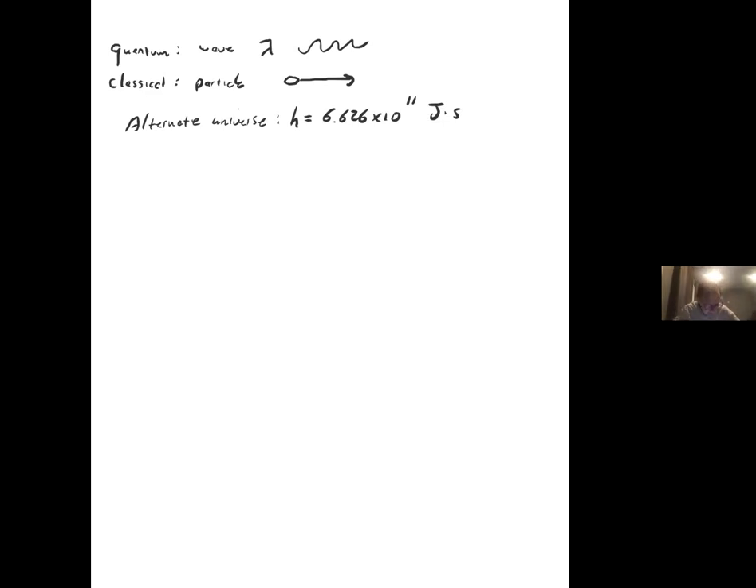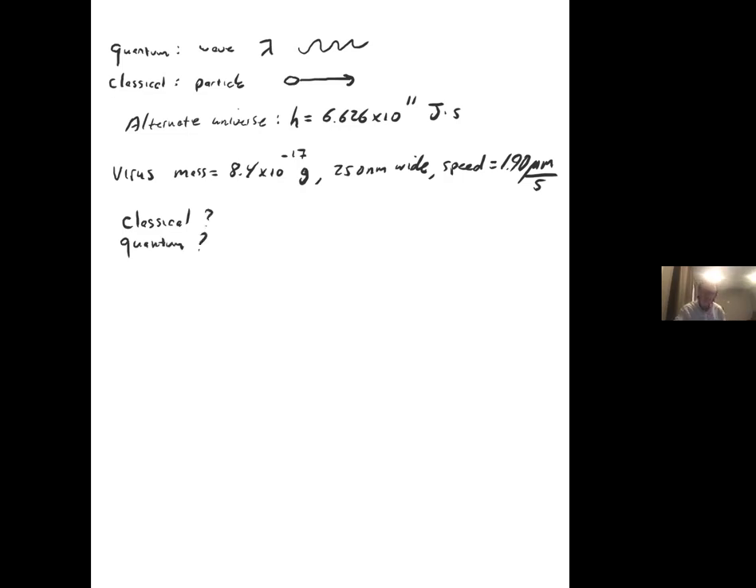And then they're going to say, hey, you got a virus. And the virus has a mass of 8.4 times 10 to the minus 17 grams. And it's 250 nanometers wide. And it's moving at a speed of 1.90 micrometers per second. And they want to know whether this thing is going to behave like a classical particle, or is it going to behave like a quantum particle, like a wave? Which of those two is it going to behave like?